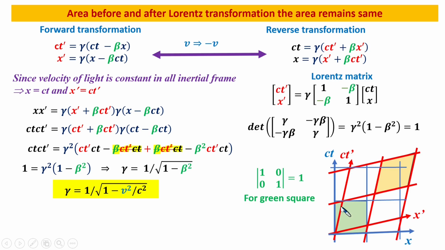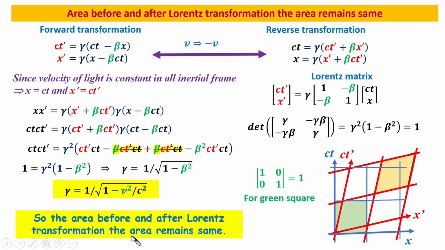Now for this square grid, I can put the velocity as 0, so gamma is 1, and here the velocity is 0, so this quantity is 0. So the area is 1 square minus 0, which is 1. Both the areas are the same. So the area before and after the Lorentz transformation remains the same.